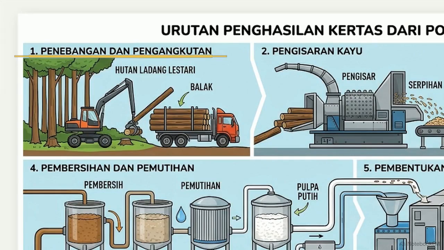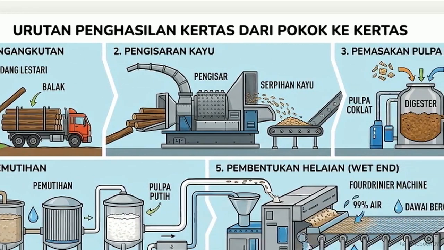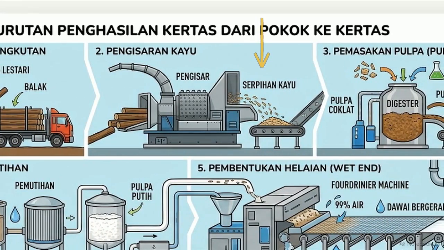This diagram outlines the sequence. Step 1 is harvesting and transport. Heavy machinery cuts logs from sustainable forests, loading them onto trucks for delivery. Step 2 is initial physical breakdown. Logs enter industrial machines that shred solid wood into small, manageable chips.